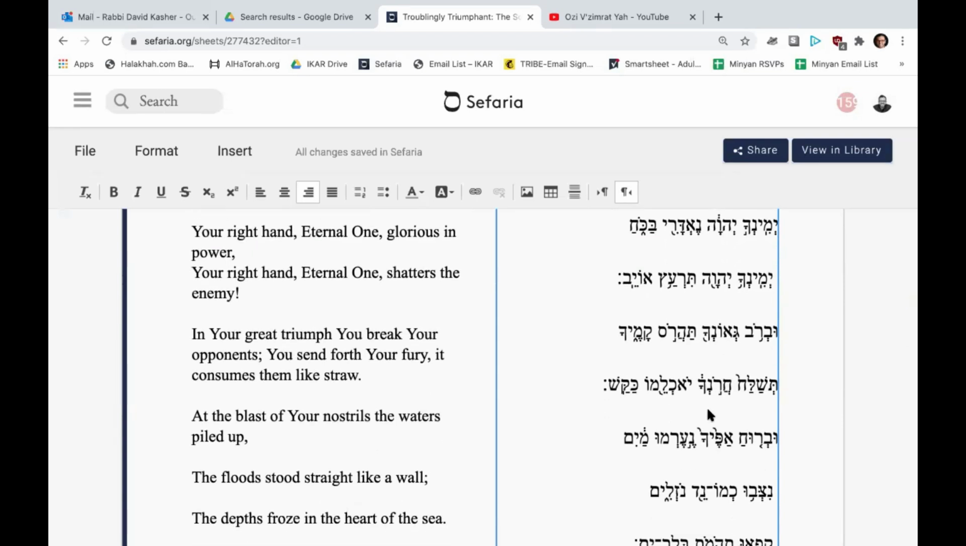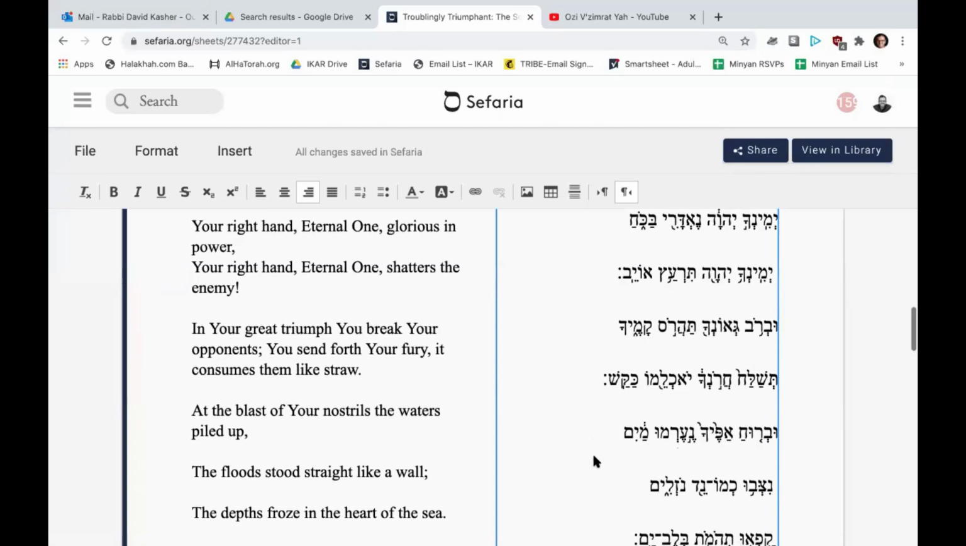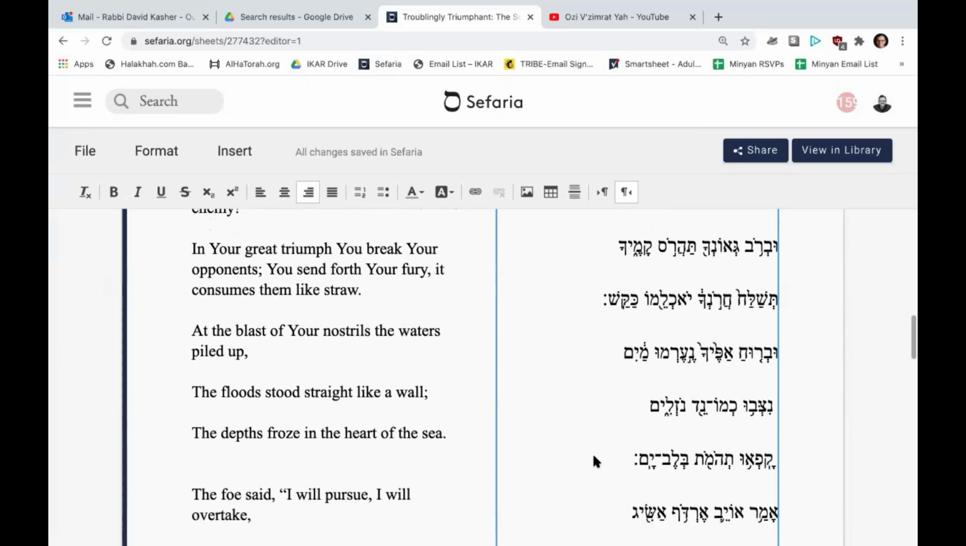Tishalach haroncha yochelmu kakash. At the blast of your nostrils, the waters piled up. The flood stood straight like a wall. Kafu tomot belev yam. The depths froze in the heart of the sea.